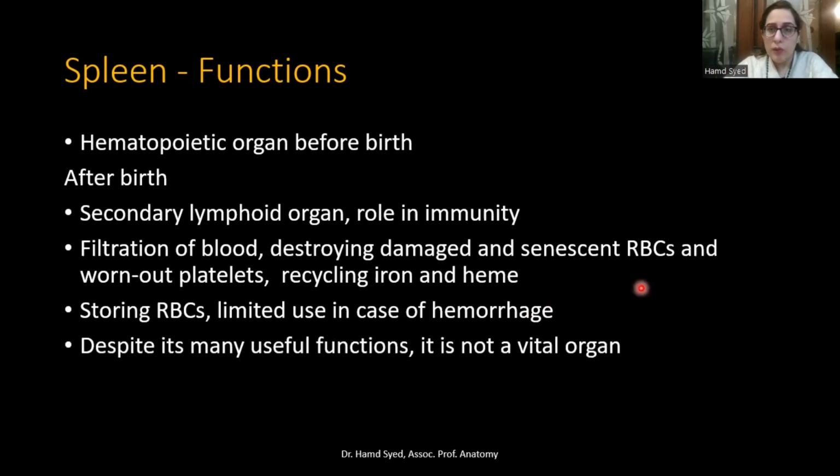Despite all of these useful functions of the spleen, the important thing you have to remember is that it is not a vital organ. This means that a human being can survive even in the absence of their spleen.